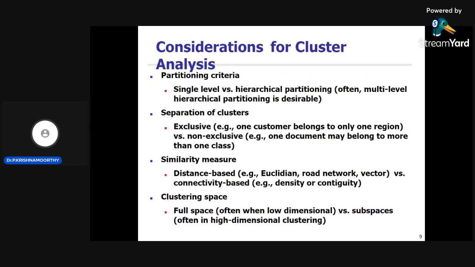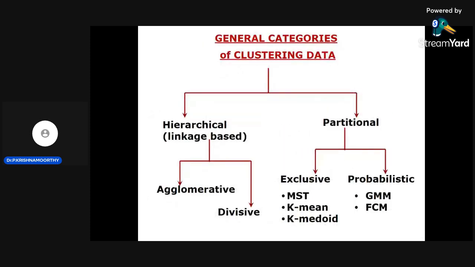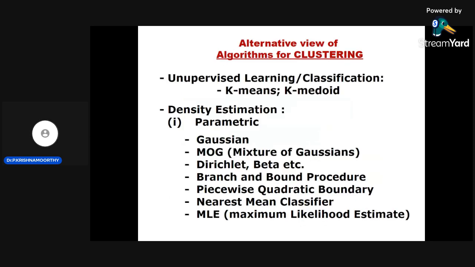Considerations for cluster analysis are partitioning clustering, separation of clusters, similarity measures, and cluster space. The general categorization of clustering is hierarchical and partitioning. Hierarchical is link-based, agglomerative and divisive. Partitioning is exclusive and probabilistic: K-means and K-medoids in exclusive, and GMM and FCM in probabilistic.